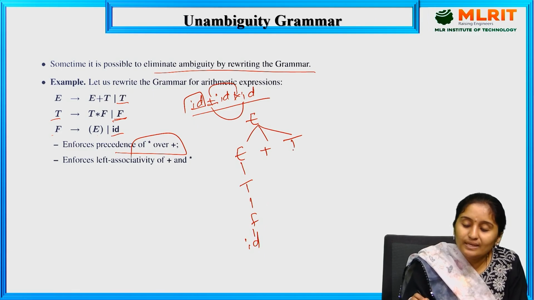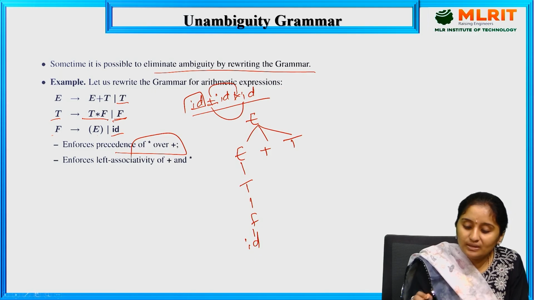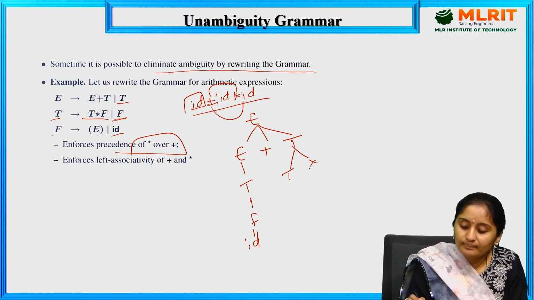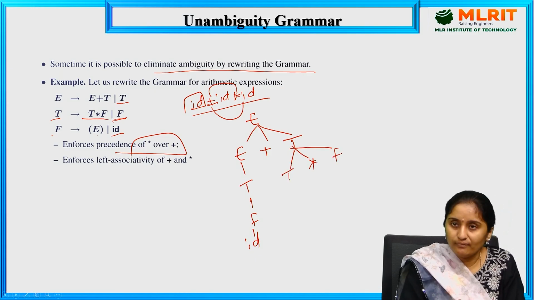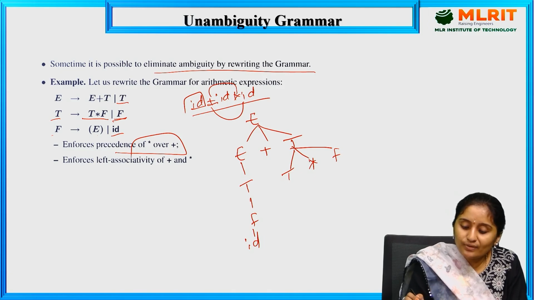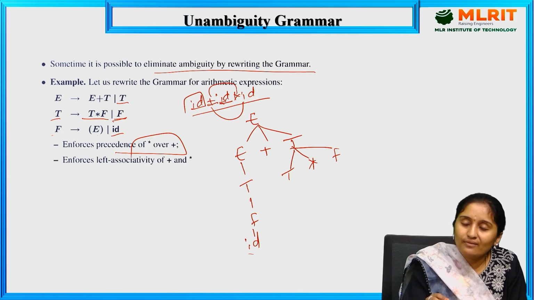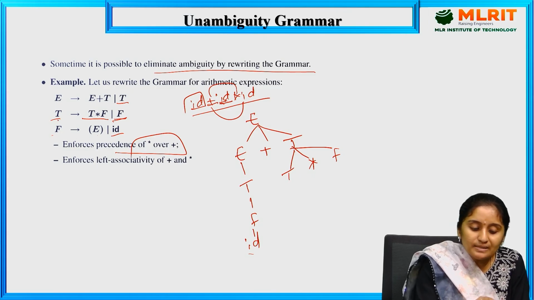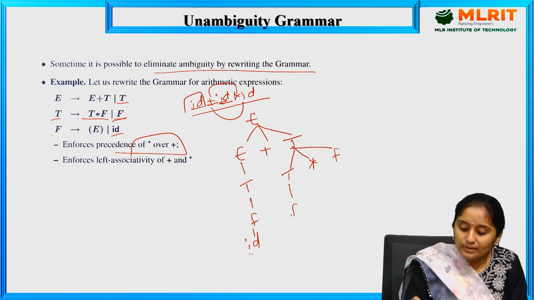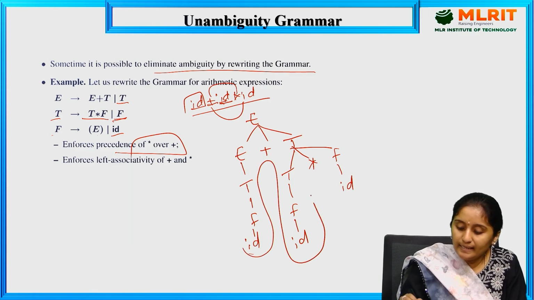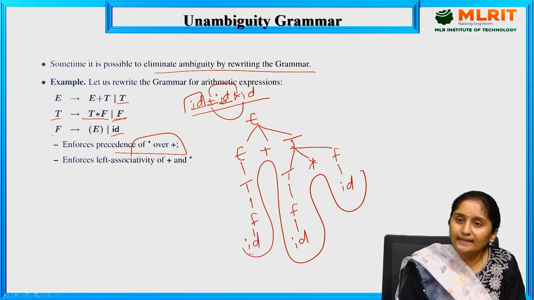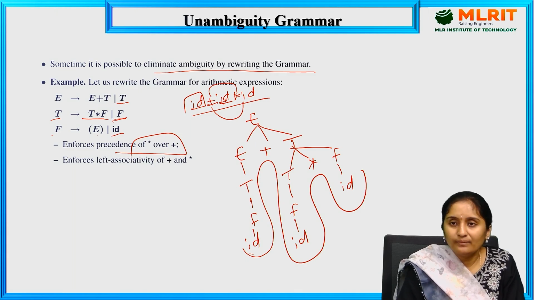The next I have is T, so the T can be replaced with T star F. This T I can replace. The next one I have is the identifier ID, so ID plus is completed. The next one I have is an identifier, so I can replace this with T produces F, and F produces ID. This F directly produces ID. ID plus ID into ID. So this is one parse tree which I have generated.